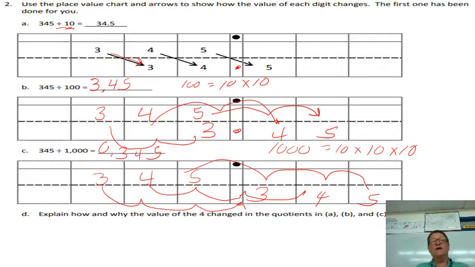Now as far as D goes, as we're dividing, the digits will move 1 place value for every 10. So if you're dividing by 10, it's going to move 1.